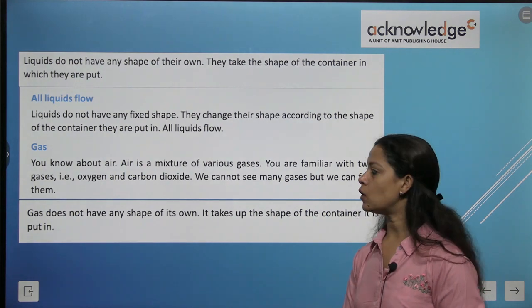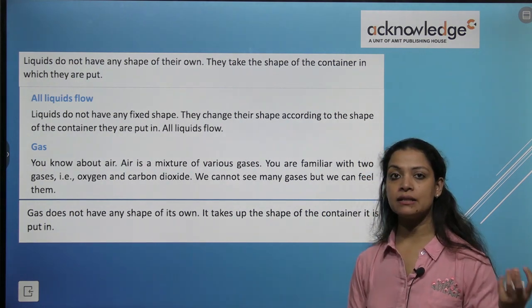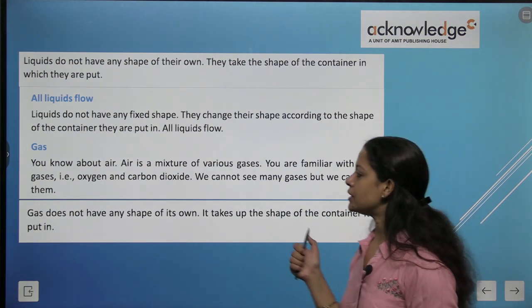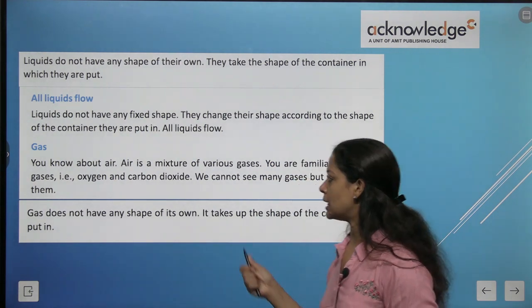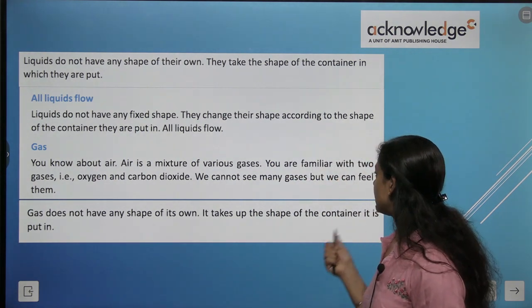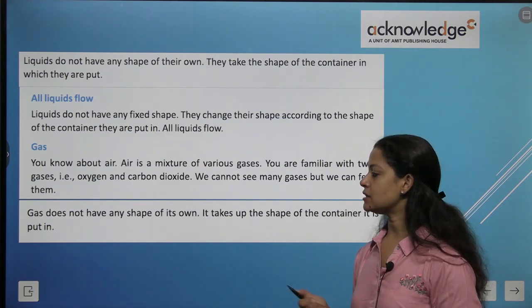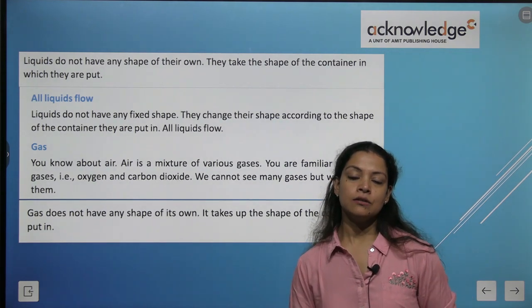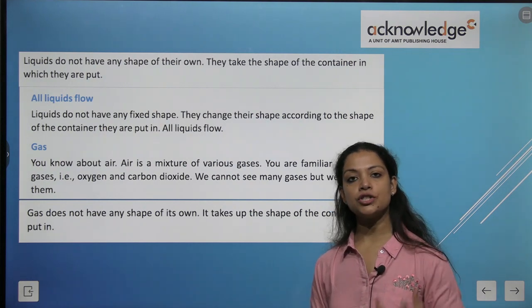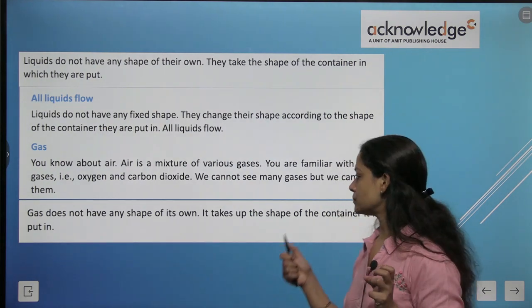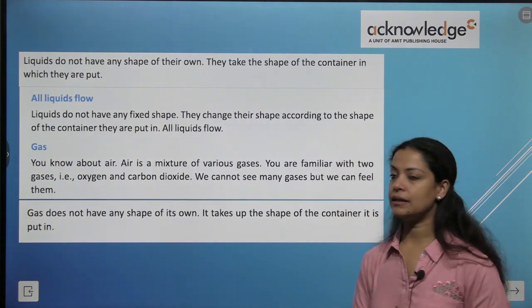Gas. Now we know about air. Air is a mixture of various gases. You are familiar with two gases, oxygen and carbon dioxide. We cannot see many gases, but we can feel them. Gas doesn't have any shape of its own. So similarly, gas का भी खुद का कोई shape या size नहीं है. It takes up the shape of the container it is put in.